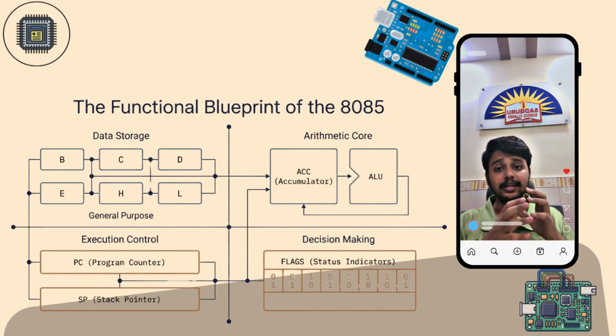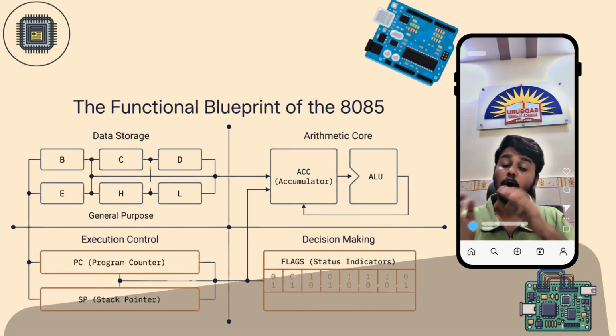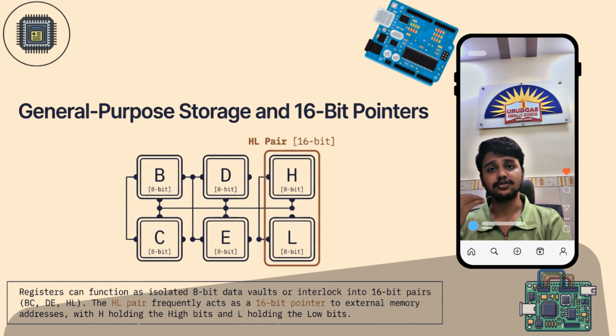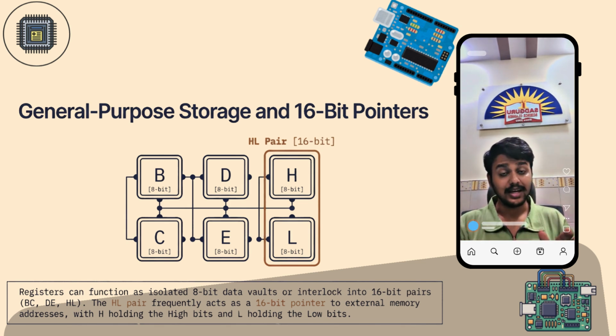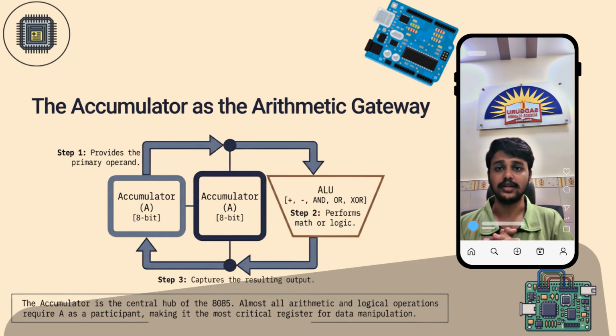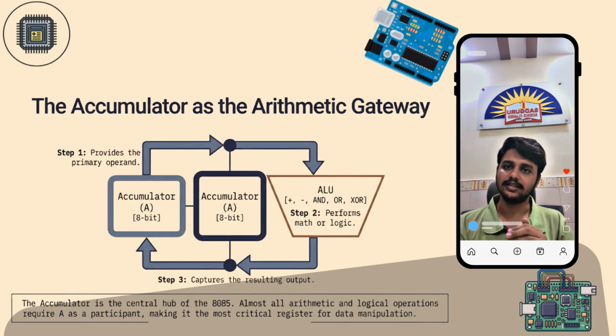These registers can be used individually to store data, or they can be combined into register pairs to handle 16 bits of data as well. The common register pairs are BC, DE and HL. For example, if a program needs to store a 16-bit memory address, it can use the HL register pair where H stores the higher 8 bits and L stores the lower 8 bits. These general purpose registers are used for data transfer, arithmetic operations and temporary storage during instruction execution.